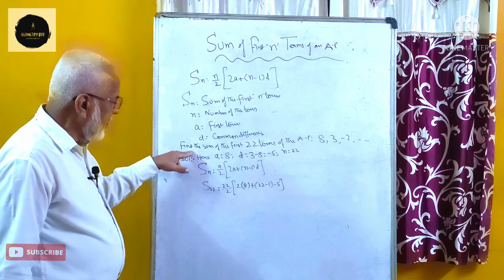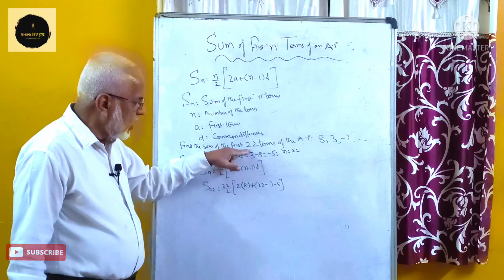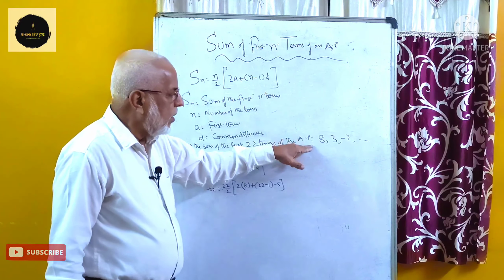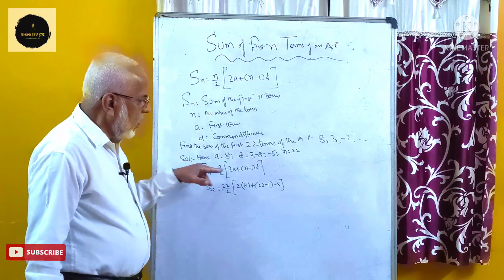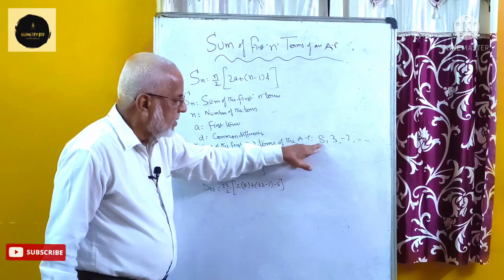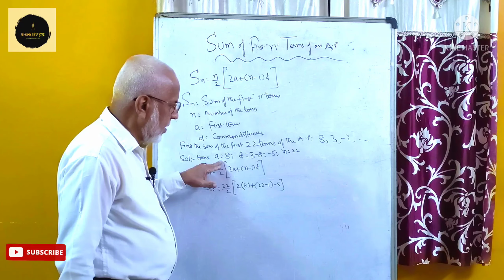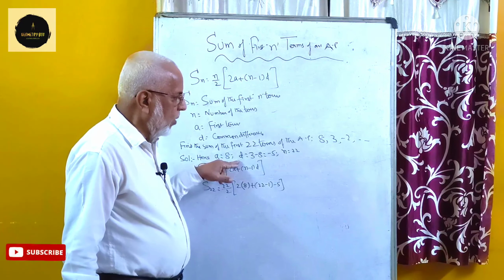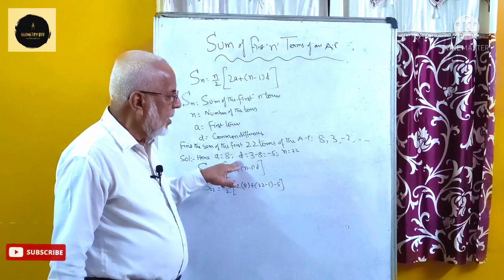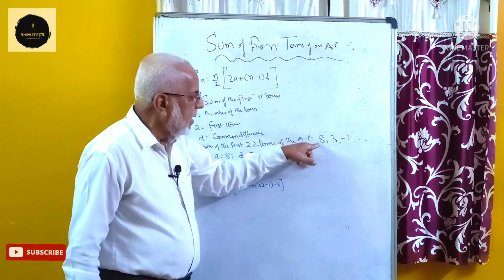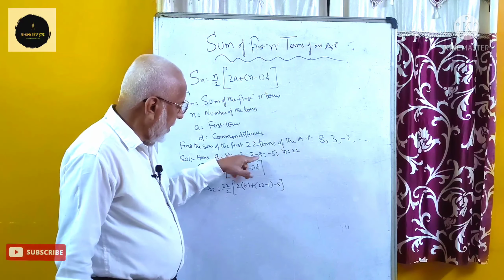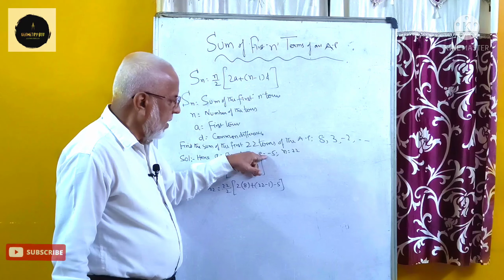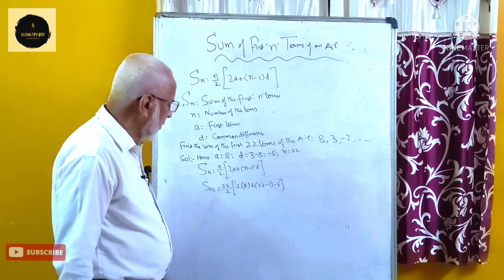The question is: find the sum of the first 22 terms of the AP 8, 3, minus 2, and so on. In the solution, the first term is 8, that is a equals 8. How do we find d? The common difference is a2 minus a1. a1 is 8, a2 is 3, so 3 minus 8 is minus 5. And the number of terms n is 22.